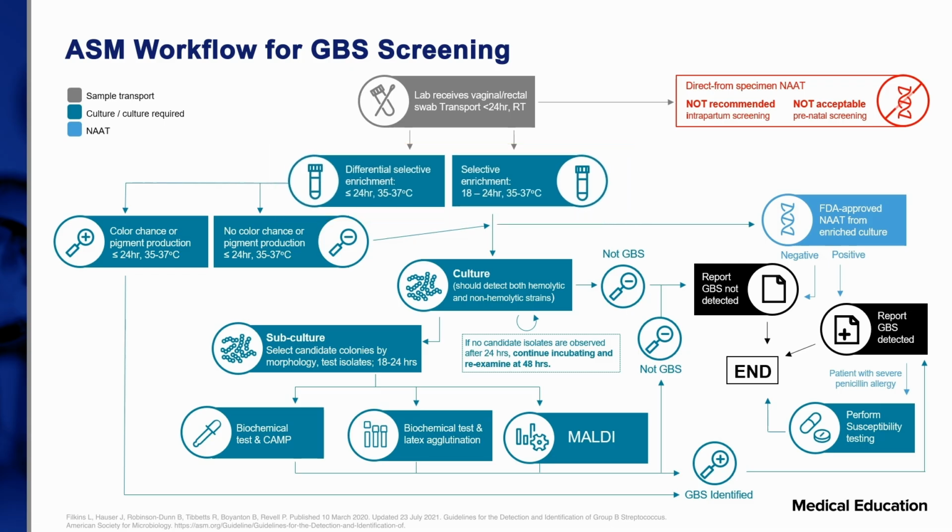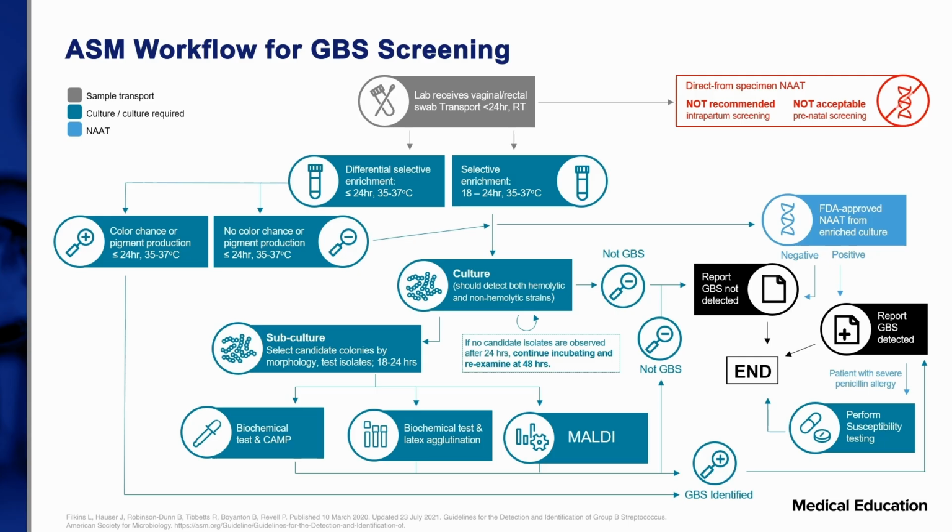So in differential selective enrichment, you basically have a situation where the media can do a color change, right? And so that color change in the presence of beta hemolytic group B strep can actually lead to a pigment color change that can lead to a group B strep being identified directly from the color change. We'll talk a bit more about that.